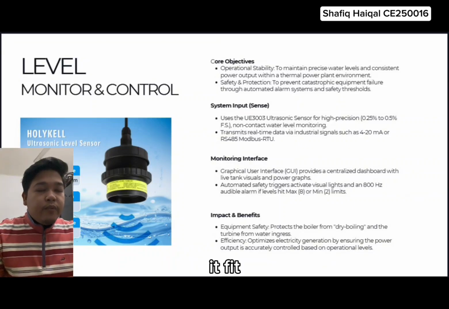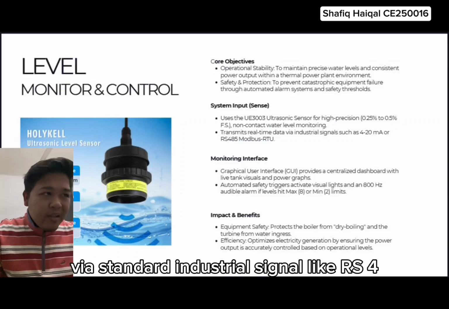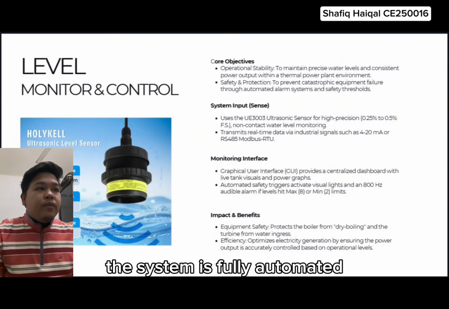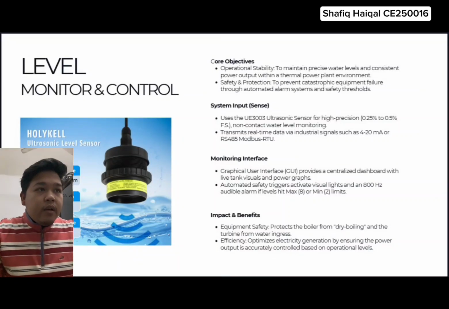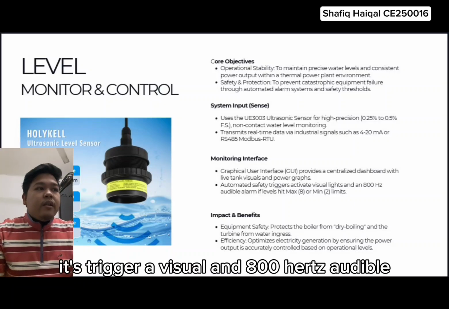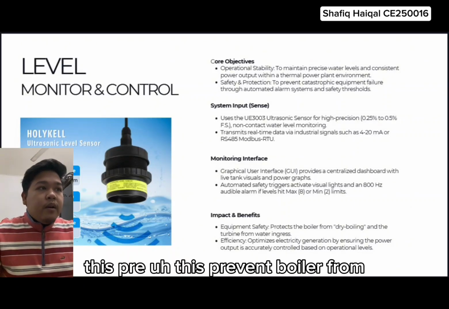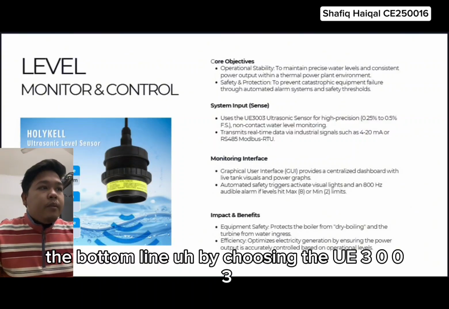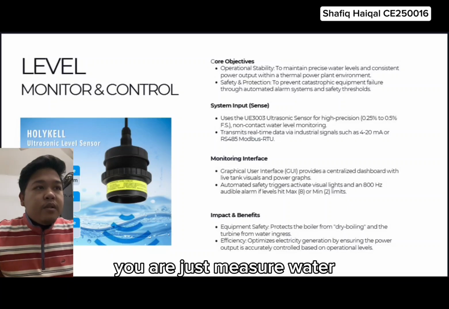It feeds real-time data directly to a centralized dashboard via standard industrial signal like RS485. The system is fully automated. If level hits critical high or low, it triggers a visual and 800 Hz audible alarm. This prevents the boiler from dry boiling and keeps water out of your turbine. The bottom line, by choosing the UE3003, you just measure water.